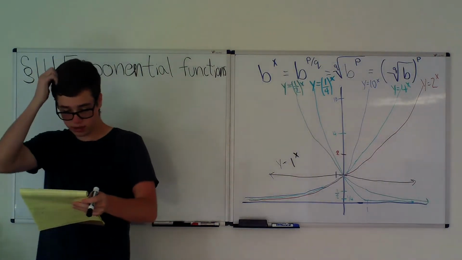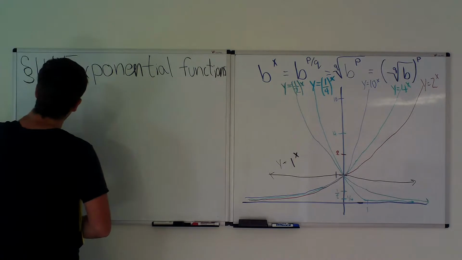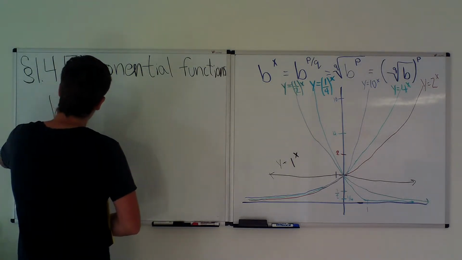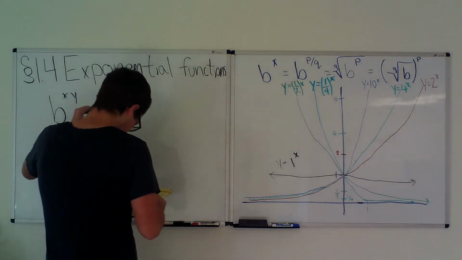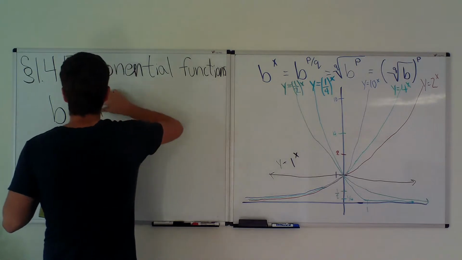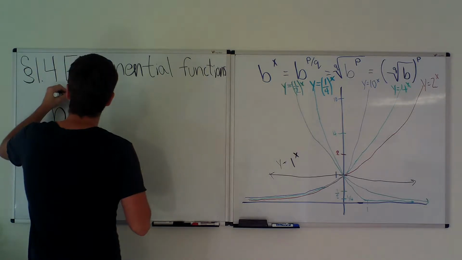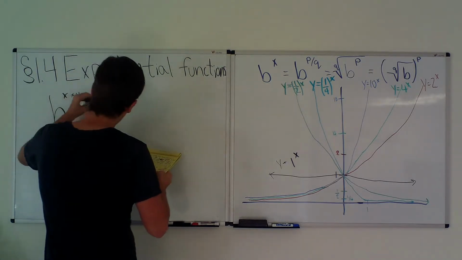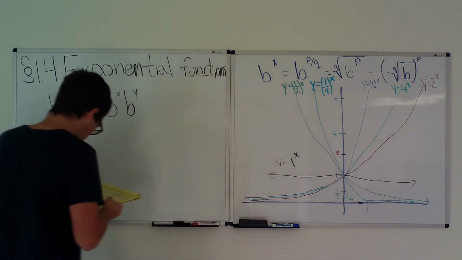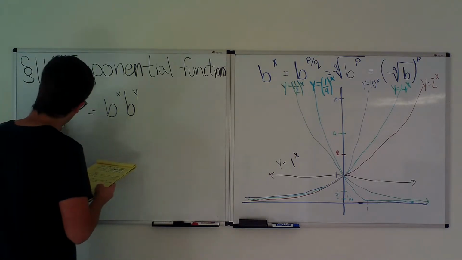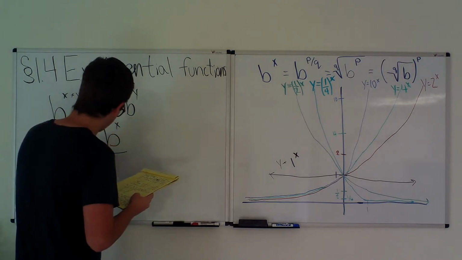We're on to the laws of exponents. Alright, so b to the xy is equal to, oops, I made a mistake. I am sorry. It's b to the x plus y, my apologies, is equal to b to the x times b to the y. b to the x minus y is equal to b to the x divided by b to the y.